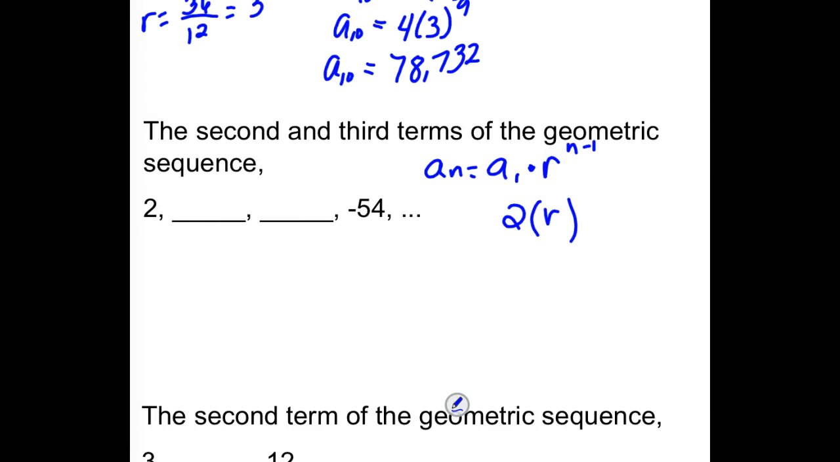We are also told that this is my first term, right? I'm missing my second, my third. My fourth term, we know, is negative 54. Remember, the term's position is your n value. So when n is 4, we should be getting an answer of negative 54. So if we put a 4 in for n, we should end up with negative 54. Can we use that to figure out our R value? Yes. All right, what would I do first?